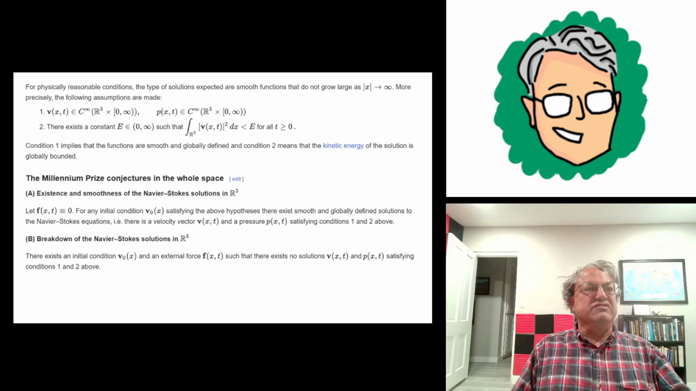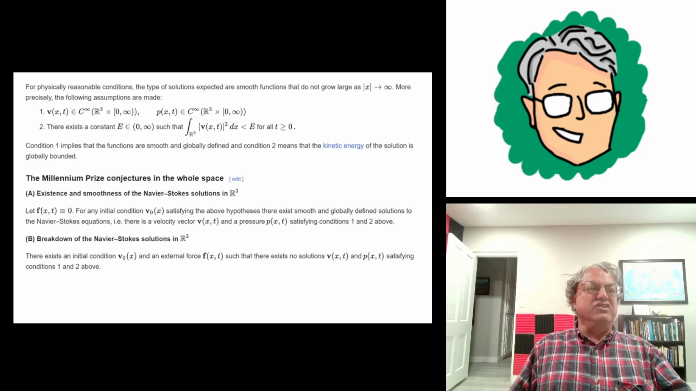Anyway, if you assume these assumptions about the fluid, which I think are pretty reasonable, then there are two possible ways you can solve this Millennium Prize problem. A is existence and smoothness of the Navier-Stokes equation. What this is saying is that for any force term and any initial velocity v0, as long as you satisfy conditions 1 and 2, there does exist a unique solution to the Navier-Stokes equations.